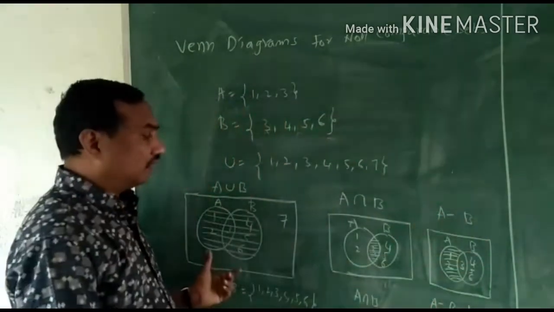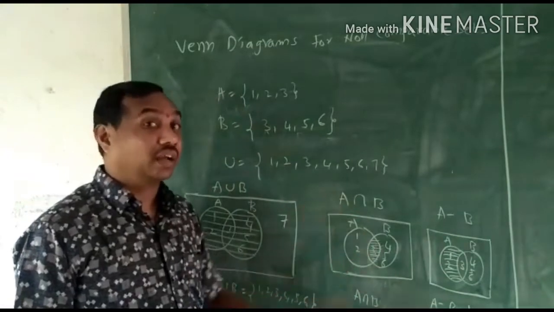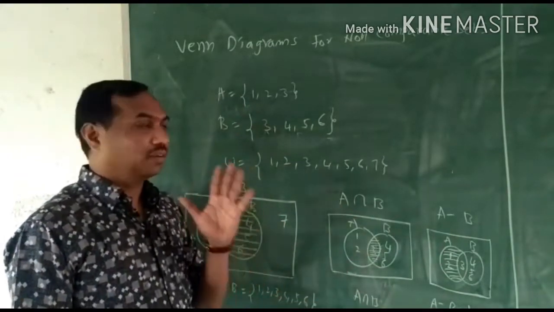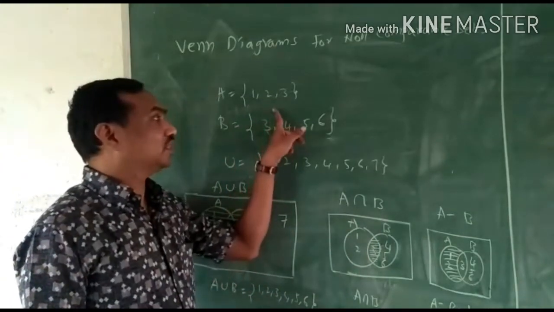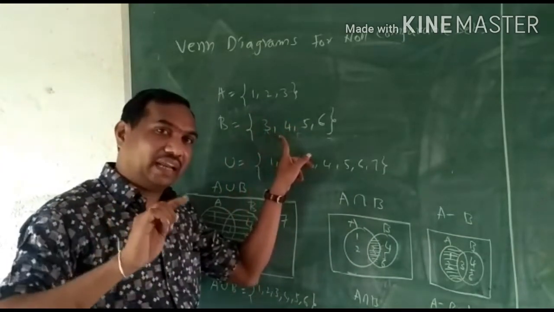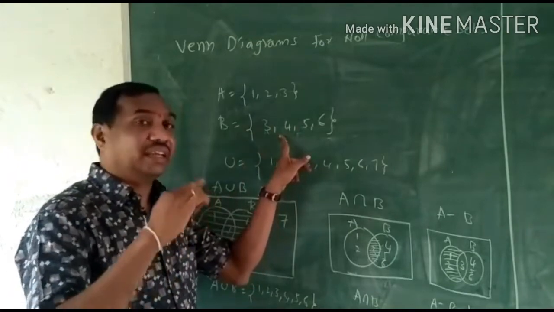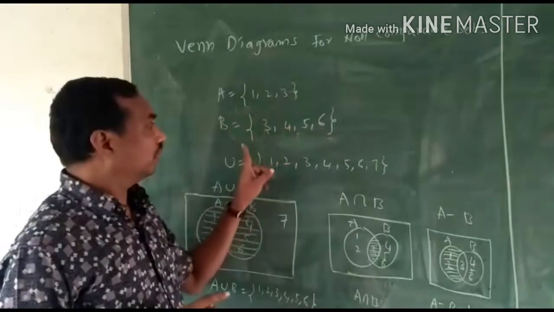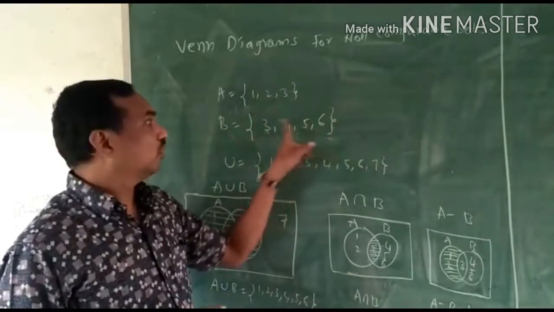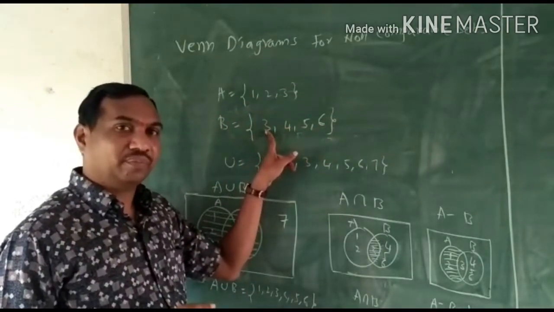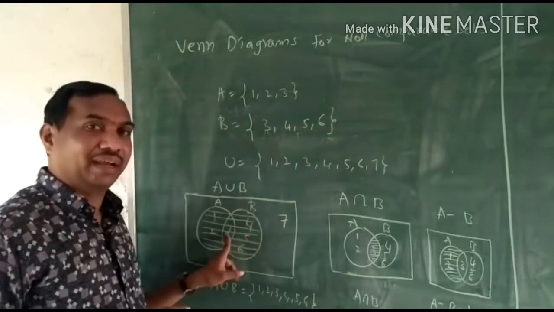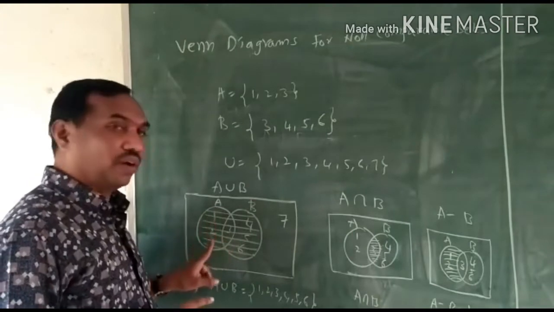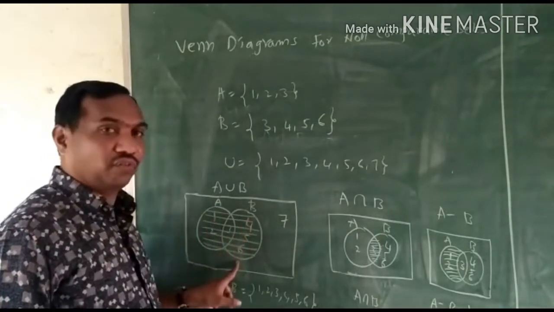So these are the Venn diagrams for non-comparable sets. Non-comparable set means there are some elements existing in A which are not in B, and there are also some other elements in B which are not in A. Suppose I am taking A equal to 1, 2, 3, B equal to 3, 4, 5, 6. Only 3 is the common element for A and B. I am writing those common elements as 3, other elements in A, 1, 2, and other elements in B, 4, 5, 6.